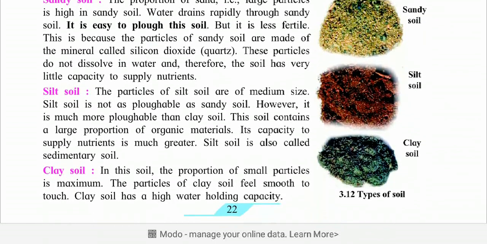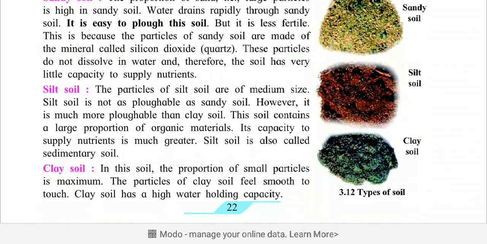Second is silt soil. You can observe the diagrams also given, students, side by side. Generally what color is that soil, how does it look. You can see this sandy soil structure on our ground too, where we assemble for assembly. The particles of silt soil are of medium size. Silt soil is not as ploughable as sandy soil. However, it is much more ploughable than clay soil.